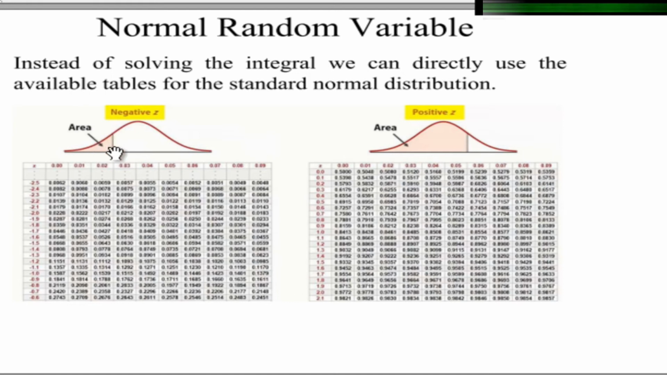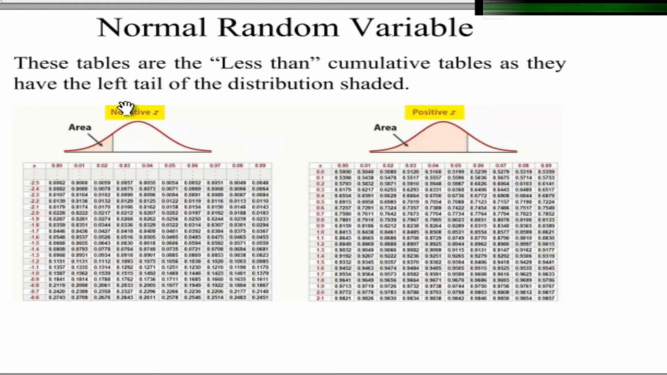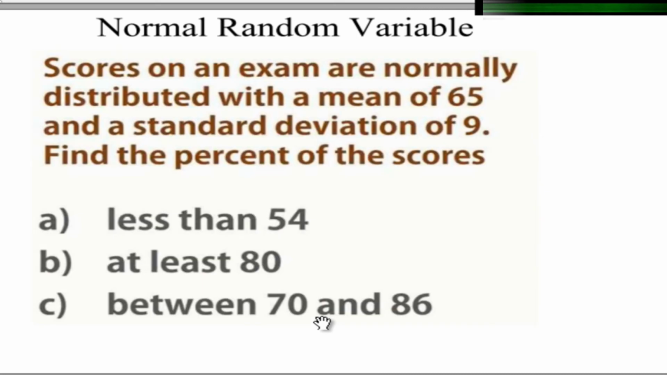If Z has a value less than 0, the area will have negative Z values, while the values which are greater than 0 will have positive Z values. These tables are the less-than cumulative tables, as they have the left tail of the distribution shaded. Okay, so this is a very good example.